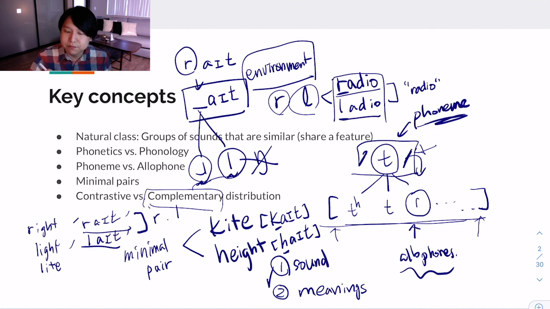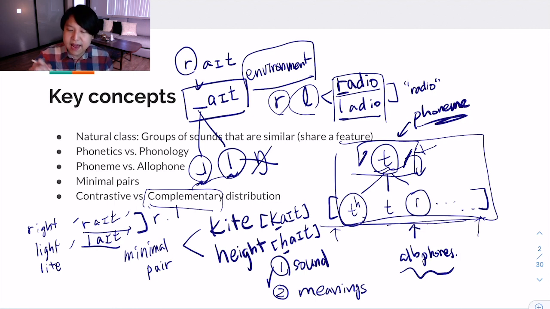So for example, in the English language, the T sound has many different allophones. T with aspiration exists only word initially or in front of a vowel that is stressed. So in politician, the syllable T is stressed. So that's why the T in front of the E is aspirated.